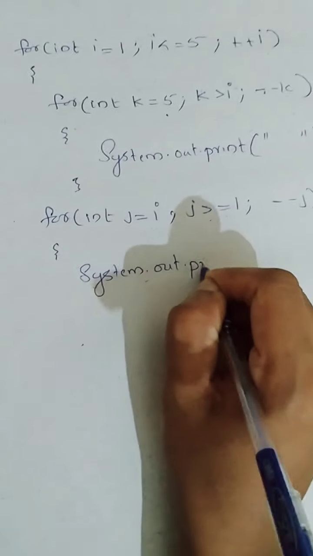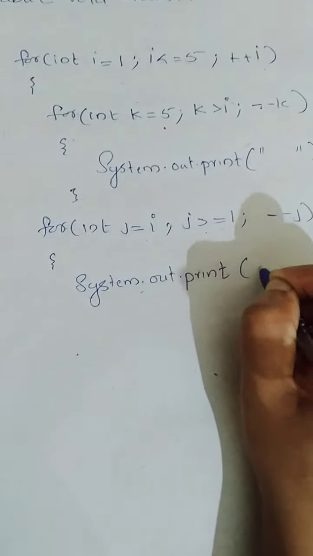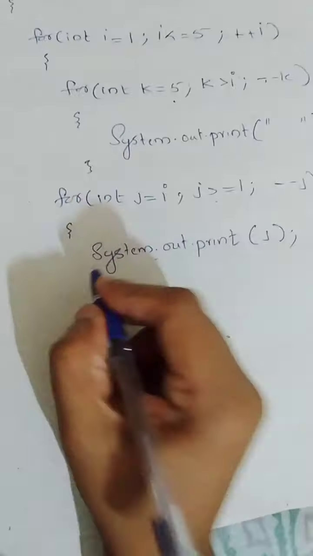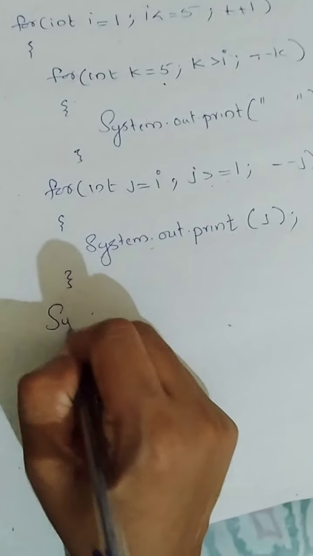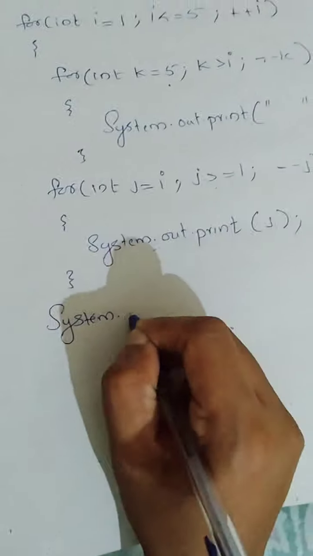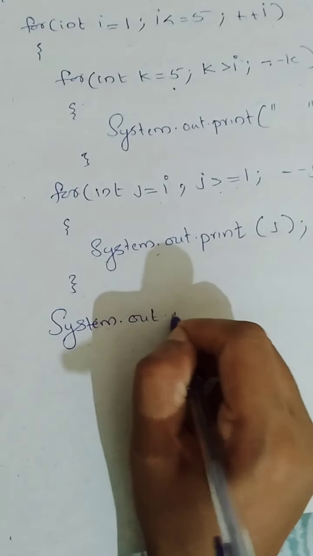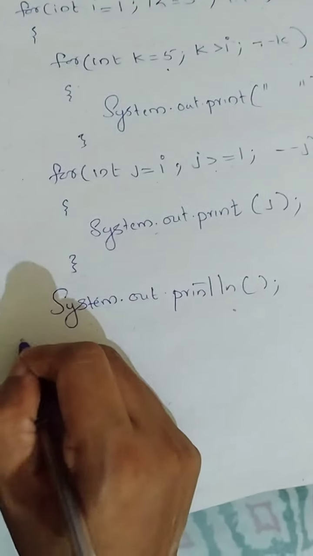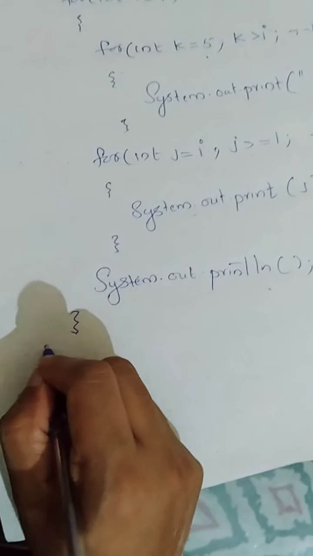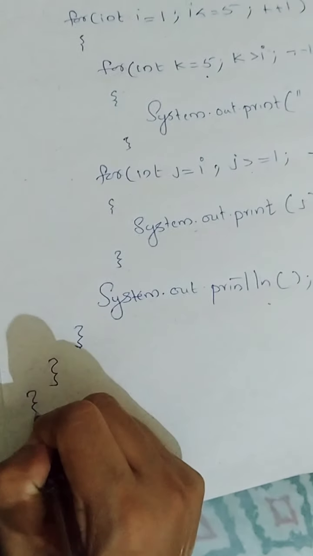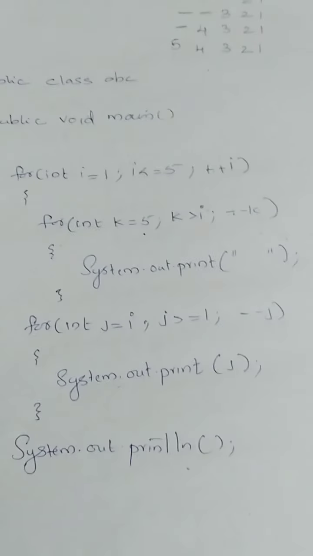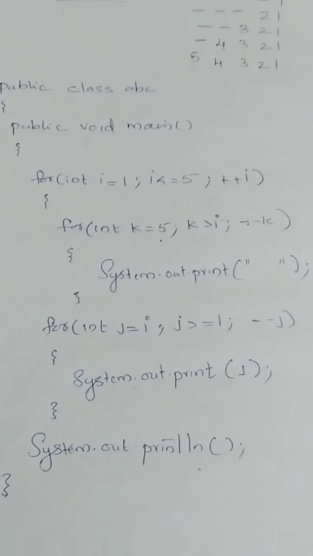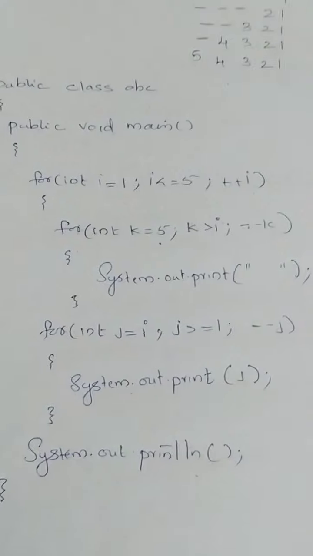The inner loop will have print j, and the outer loop will have println. Okay, and the for loop is closed, method is closed, class is closed. Now moving to the explanation of this program. So we'll explain this program.